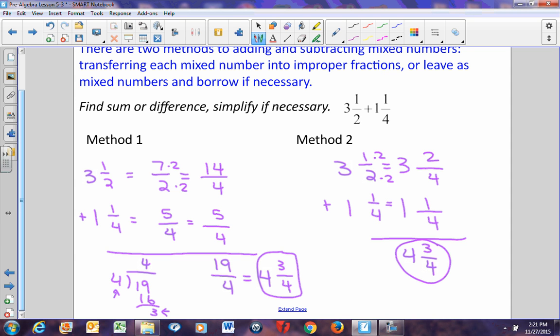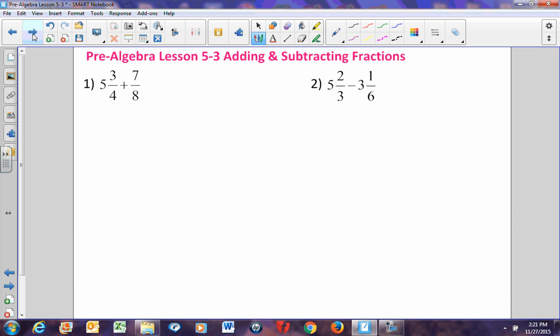The only problem comes in when you start to do subtraction. If you start to do subtraction, you can get some interesting answers if you're not very careful, especially when you have negative fractions. Let's practice a couple. We have 5 3/4, and we are going to add 7/8 to that. Okay. I'm going to keep the mixed number just because it's easy enough to do.